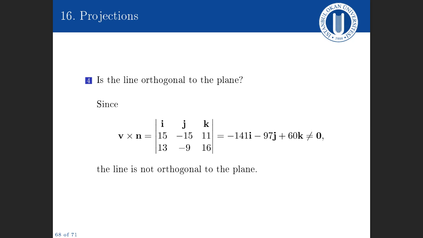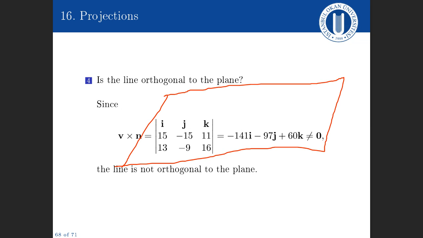Step 4. Is the line orthogonal to the plane? Now, because V cross N is not the 0 vector, the answer is no. The line is not orthogonal to the plane. So now we know what the picture looks like. We know we have our plane. We know that we have our line. And then we know we have our projection of the line onto the plane.